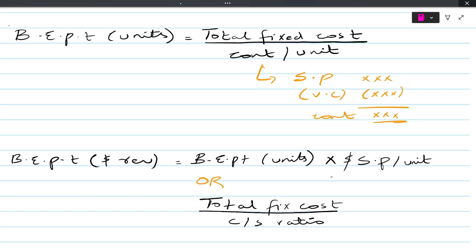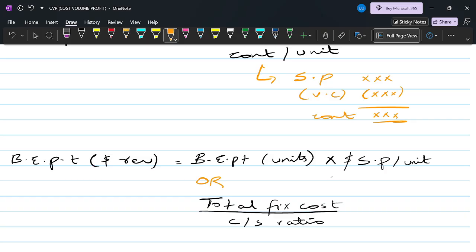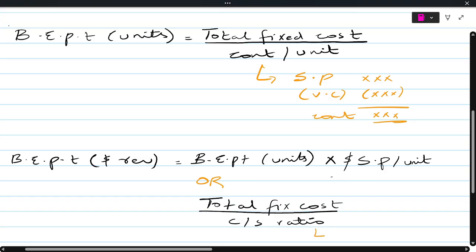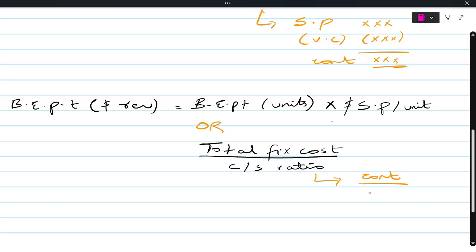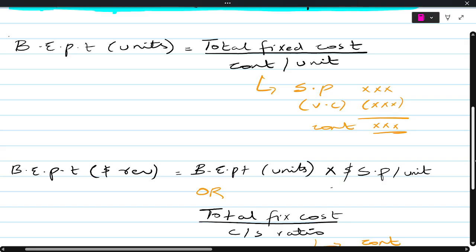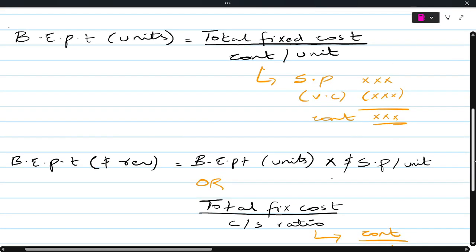Got it? Now what is CS ratio? CS ratio is basically contribution divided by sales. Some of you would know this already, but for those who don't, this is just contribution divided by your sales. This is called CS ratio. So these are the formulas that we need to remember.